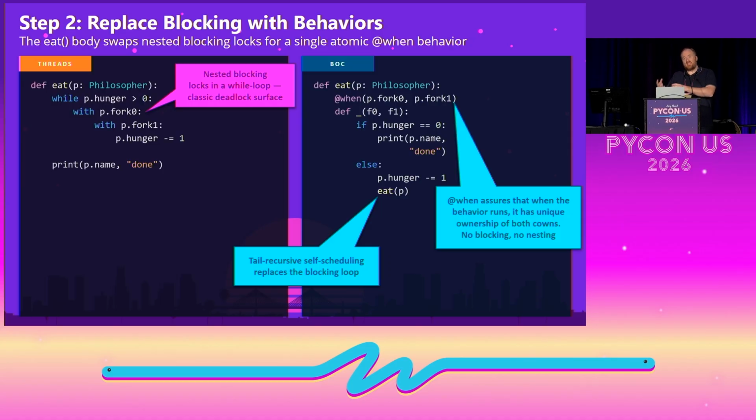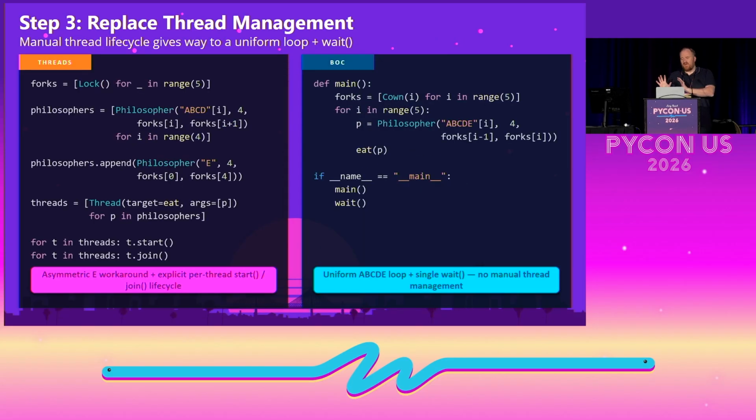But the key thing is that this behavior is able to essentially schedule the follow-up work as needed. And then finally, I think this is where you really see the benefit of Bach come through, because on the left, you have to have a lot of problem-specific knowledge. You have to know about this kind of symmetry breaking trick to make it so that you don't encounter deadlock. You have to kind of spin up the threads and start them and join them yourself.